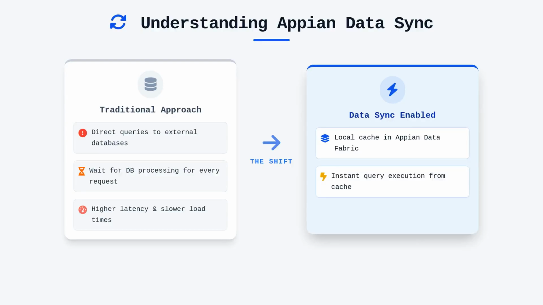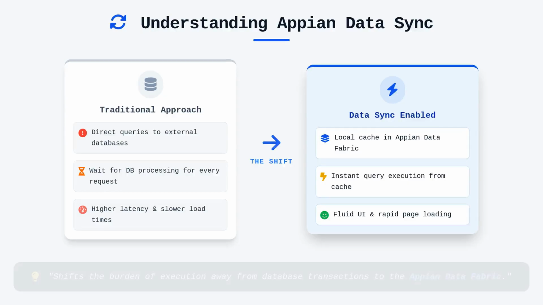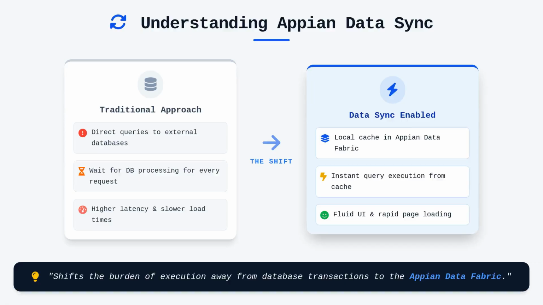This mechanism drastically reduces the latency associated with remote database calls because the execution engine queries the synced cache instead of the external source. You will find that pages load significantly faster, and the overall responsiveness of your application feels much more fluid for the end user. This is not just a performance gain. It is a way to shift the burden of execution away from your database transactions.